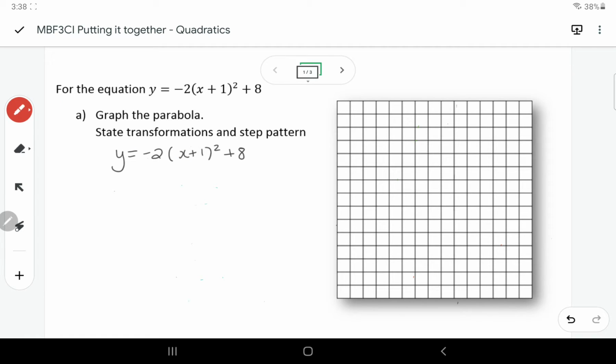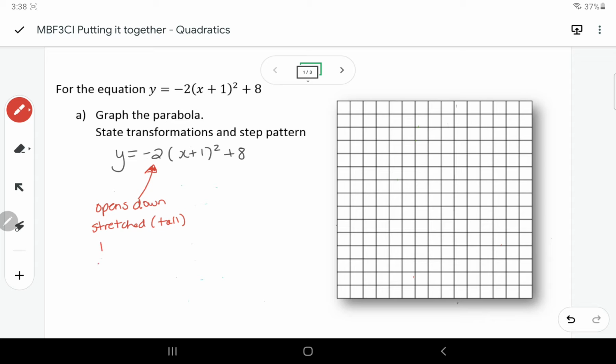We want to look at each piece of this. The first one is our a value, and that's the number out front. That -2 tells us that it opens down because it's negative, and that it's stretched, or taller, because it's a number bigger than 1. That 2 value tells us that it's bigger.